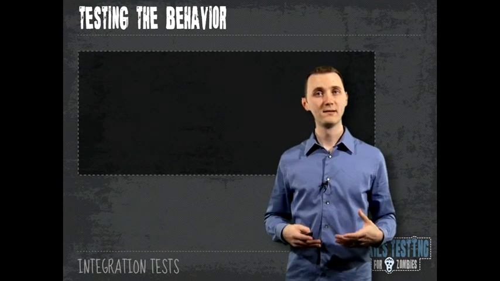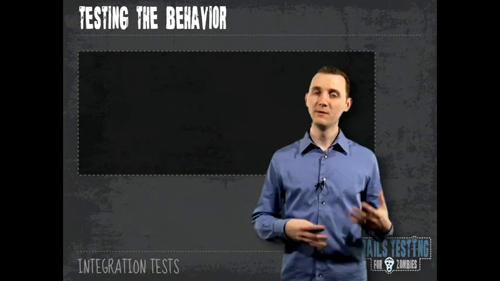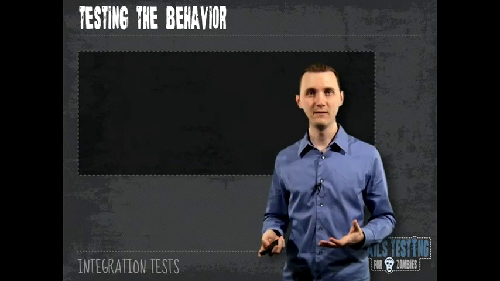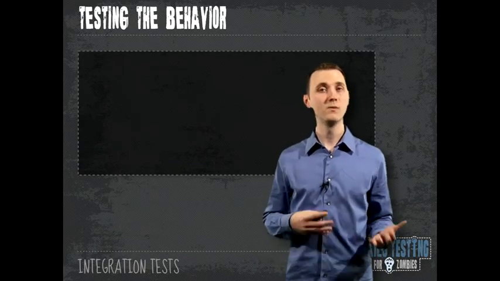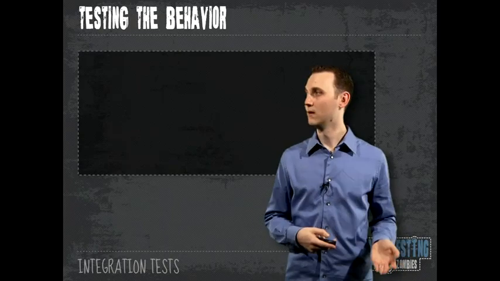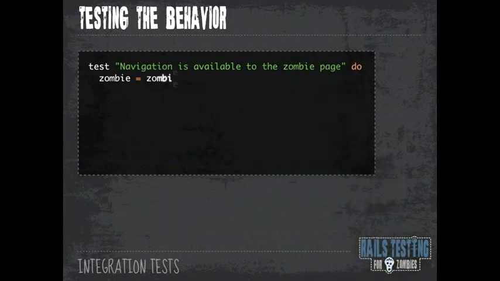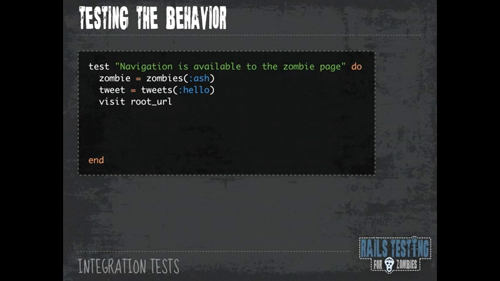So getting back to our tests with Capybara, we should talk about how Capybara tries to enforce testing behavior. Because we're acting like the end user, we want to test as if we were the end user, right? So getting back to our earlier test, we might load a zombie from the fixture file, load a tweet for that zombie from the fixture file, and browse to the home page using visit root URL.